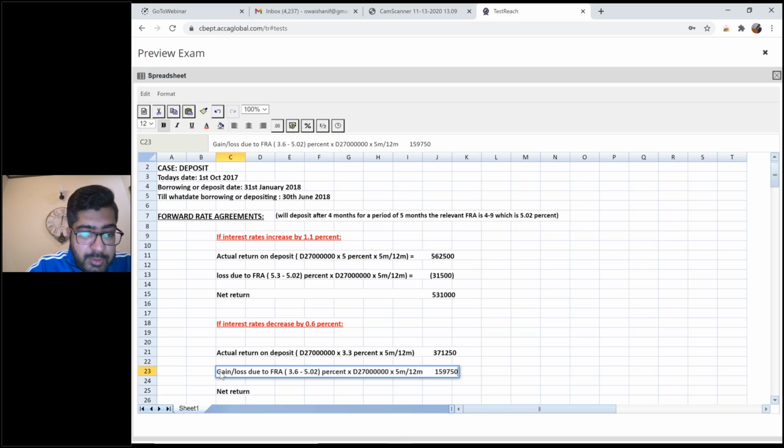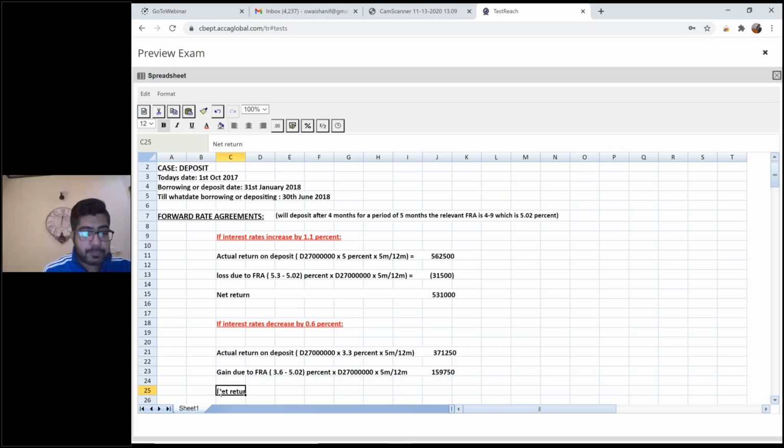Last thing, it's a gain or loss, and it will be added or deducted. So note: the rates decreased by 0.6, became 3.6, but you locked the rate through FRA at 5.02. It's a deposit case. Did you get a gain or loss? You got a gain, because the rates became 3.6, but you locked at 5.02. Gain increases return, therefore add it. So the net return, adding both, will be $531,000.